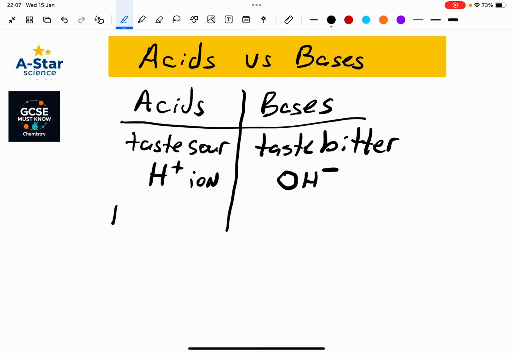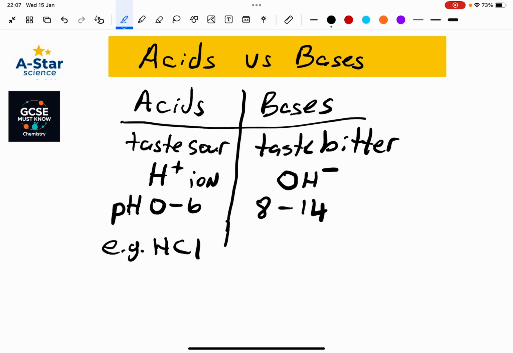We know, of course, from our Key Stage 3 that the pH of acids is 0 to 6, whereas the pH of bases is 8 to 14. Okay, and some common acids, for example, as we know, hydrochloric acid, HCl, and some common bases are things like sodium hydroxide. We know it's a base because, as we said, it contains the OH- ion, whereas the acids over here contain the H+ ion. Very important, the difference between acids and bases.